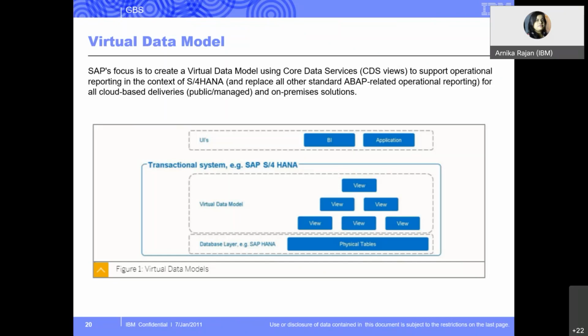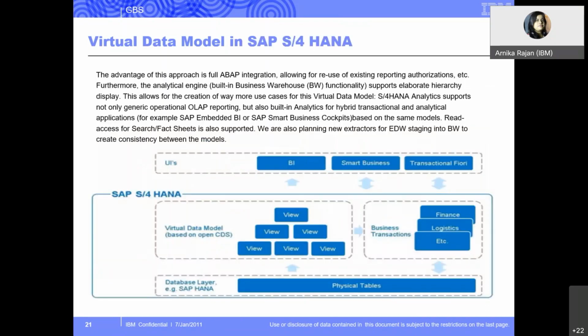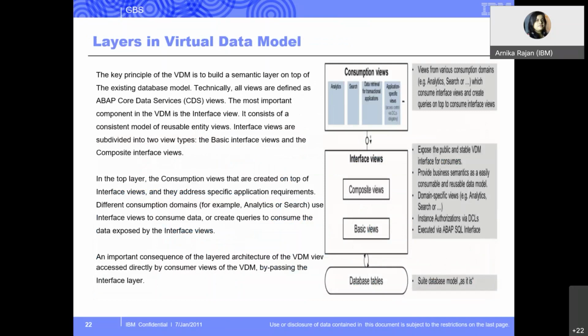So here, if you see, this is the layered architecture. We can create different views on top of this database layer. If you go to the next slide, let me show you this. On this, you see we have first the database table. Then we have this important interface view, which we will create on top of the database table. We have this basic view and composite view here.